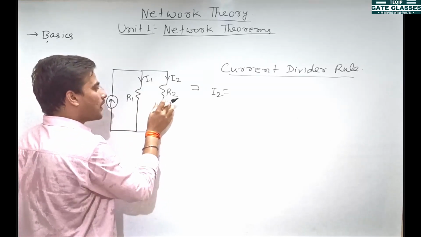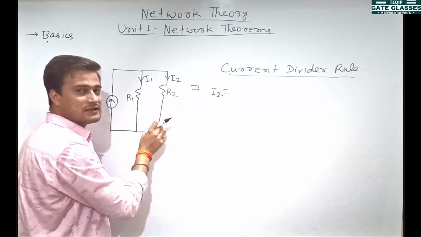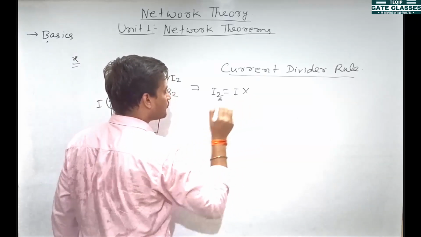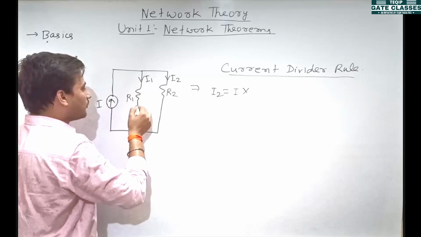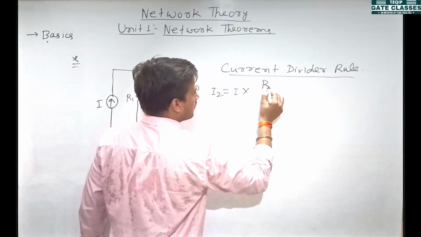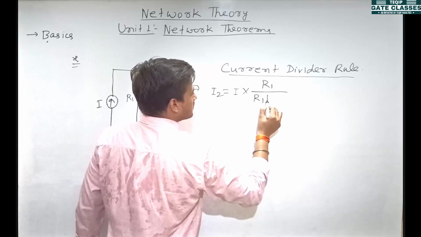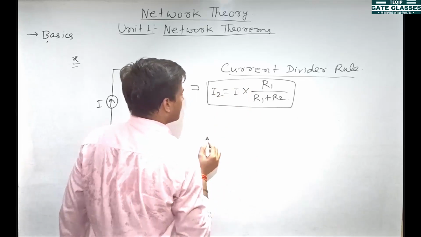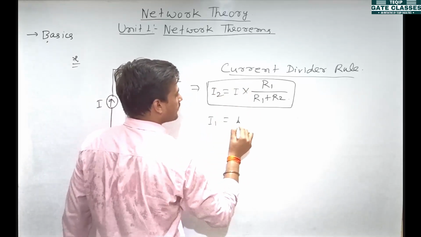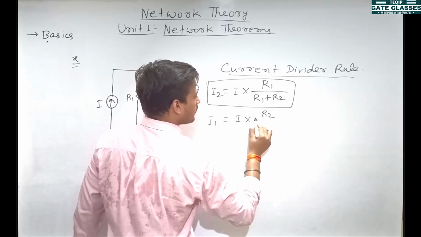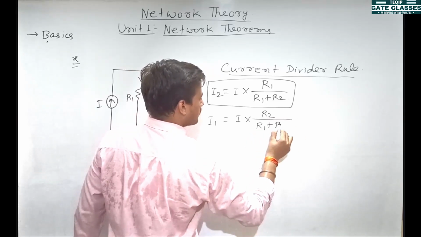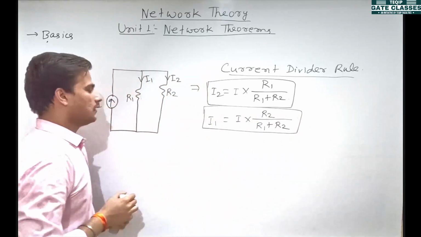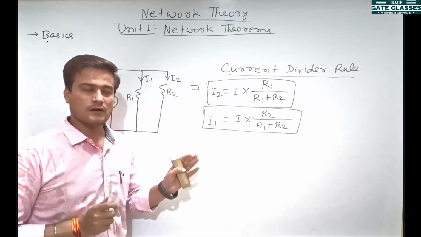So here, if you have to find the current I2 flowing through resistance R2, you will write I2 equal to I, that is the total current, into R1 divided by R1 plus R2. Similarly, if you have to write I1, you will write I into R2 divided by R1 plus R2. Clear? So this is the current divider rule.